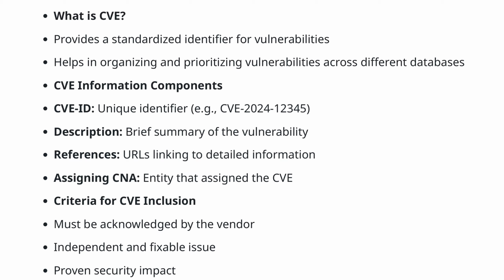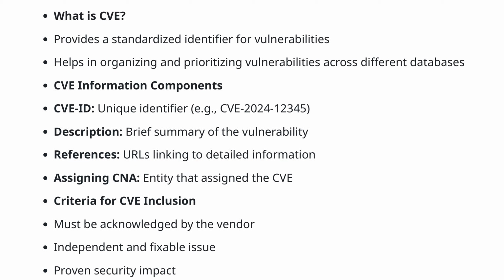1. CVE ID. This is the unique identifier for each vulnerability, formatted as CVE-YYYY-NNNN. For example, CVE-2024-2345. 2. Description. This element provides a brief summary of the vulnerability, outlining the core issue in a concise manner. 3. References. These are URLs that link to more detailed information about the vulnerability, usually providing further technical details and potential fixes. 4. Assigning CNA, the entity, known as a CNA, CVE Numbering Authority, that assigned the specific CVE identifier.